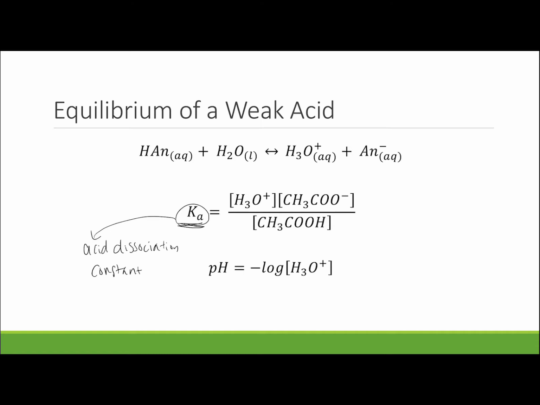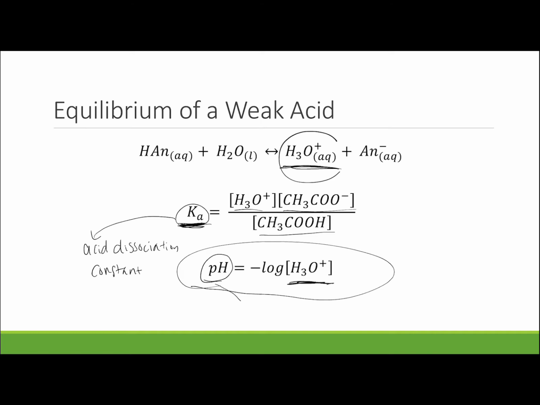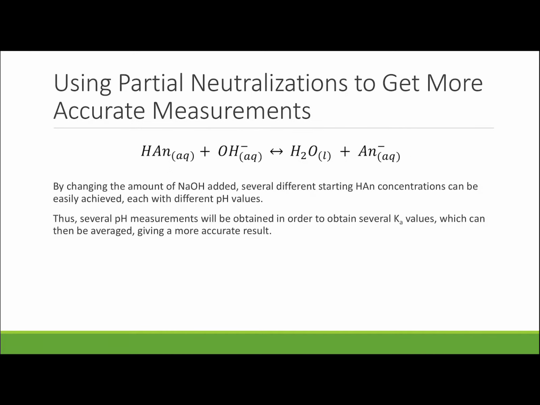Now, in this lab, we are going to actually be solving for our Ka. So you either have to know these concentrations already, or you go the roundabout way where you take the pH of your solution to solve for your hydronium concentration, which will then go into a RICE table to solve for these other concentrations. And that's what we're going to do today, to solve for our Ka value.